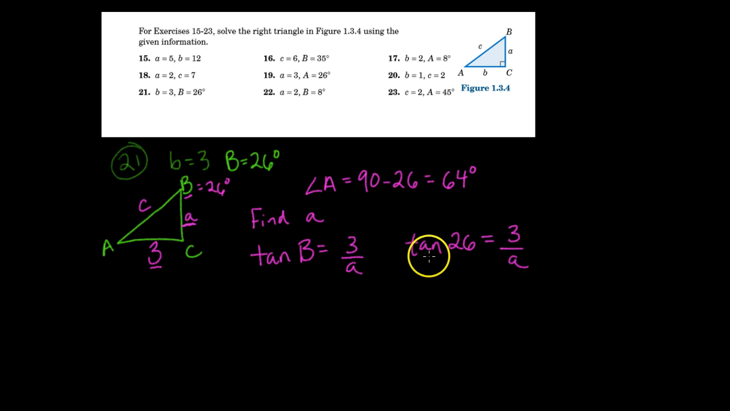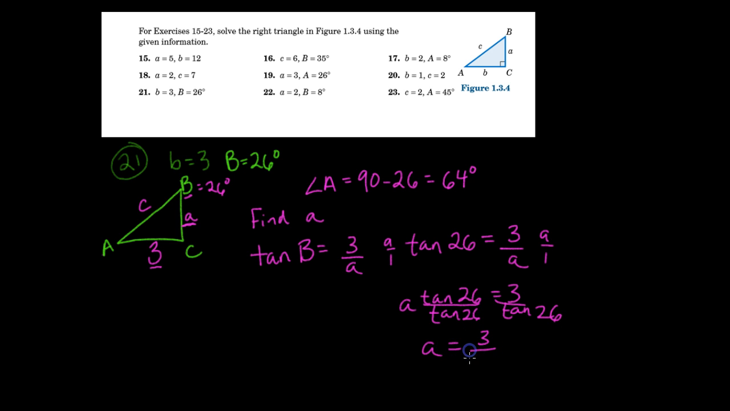Do you see now that this is just an algebraic equation that we need to solve? So if I multiply both sides by A over 1, I have A tan 26 equals 3. Now tan and 26, think of these guys, they're joined at the hip. You cannot separate them, so they stick together. It's just one thing. Tangent is nothing without its degree.